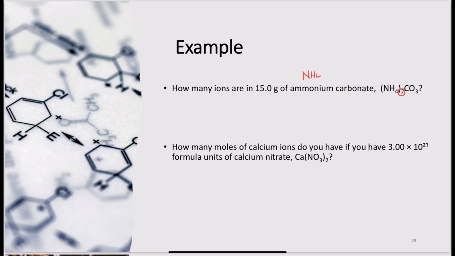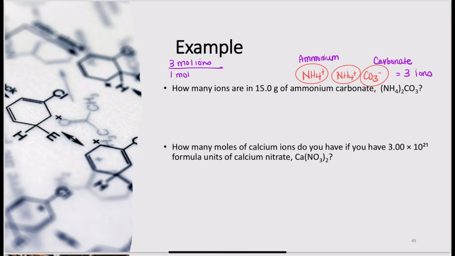But there is an NH4 plus, there's a second NH4 plus, and there is a CO3 2 minus. This is called ammonium. This is called carbonate. Overall, there are 3 ions making up this compound, which means there are 3 moles of ions for every 1 mole of ammonium carbonate.